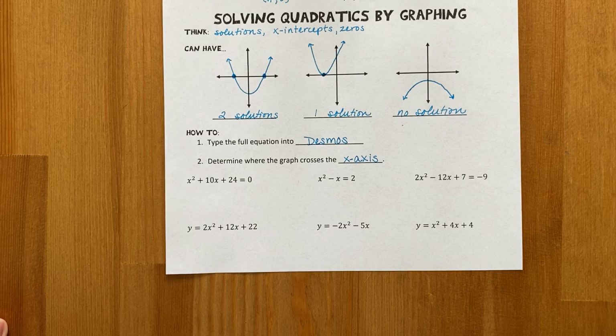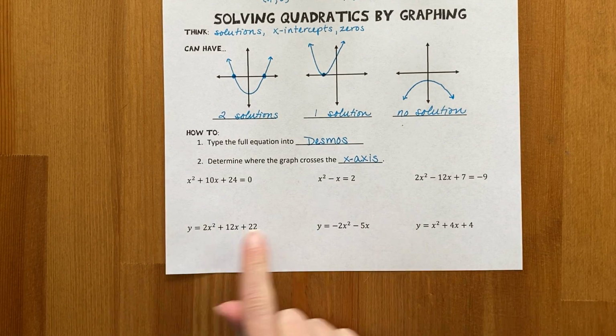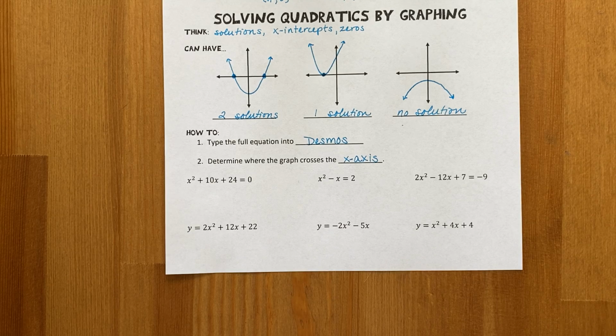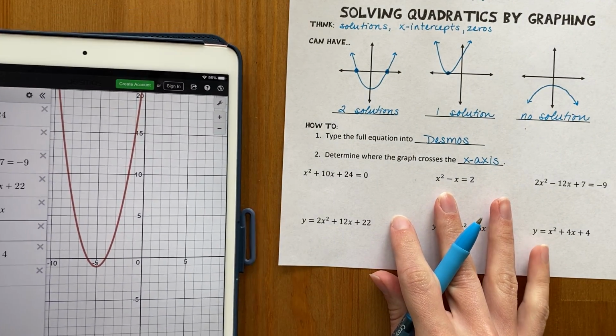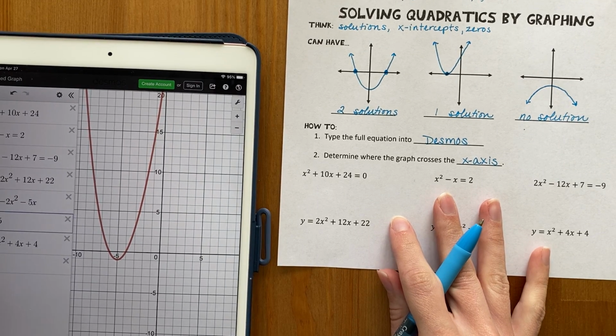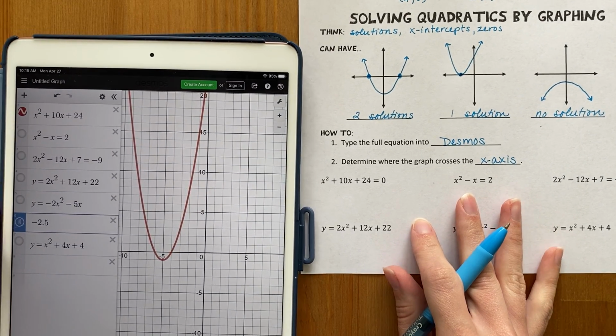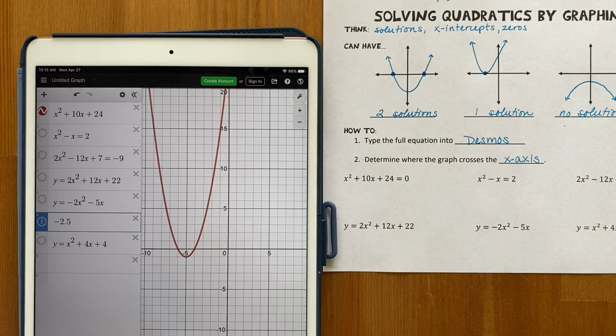All right, so I have Desmos already pulled up here on my iPad, and I've pre-typed in all of our examples, so that saves some time. I'm going to slide this over so you can see the example and the graph at the same time. There we go. All right?